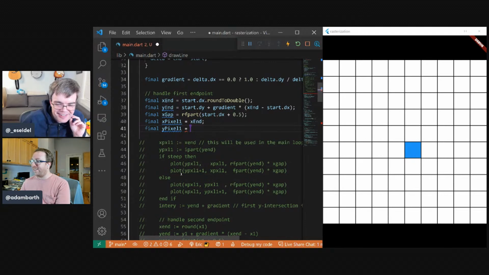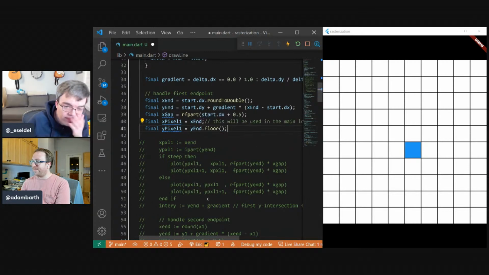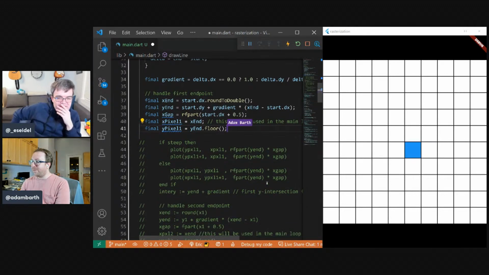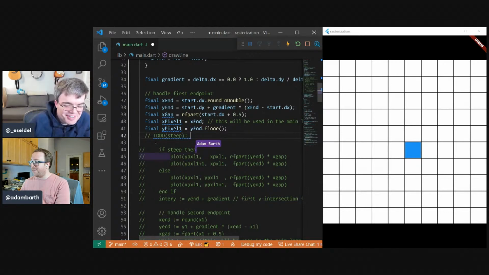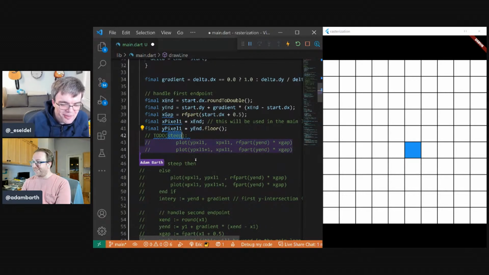Y end. The integer part is floor, right? Okay. This will be used in the main loop. Good to know, thanks for the hint. Well, I might as well preserve the comments. So if steep, so we don't do steep, to do steep. To do steep something. In Google style, that would mean go ask Steep, go email whoever has the LDAP Steep.